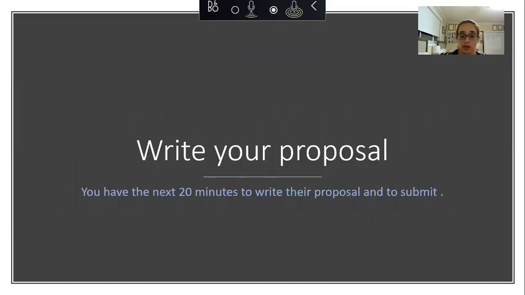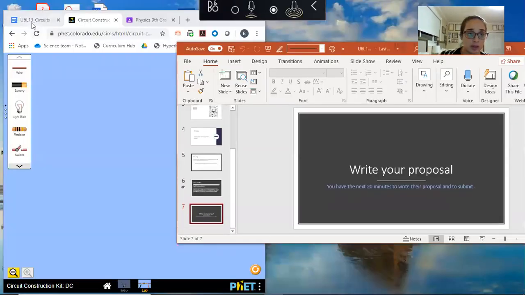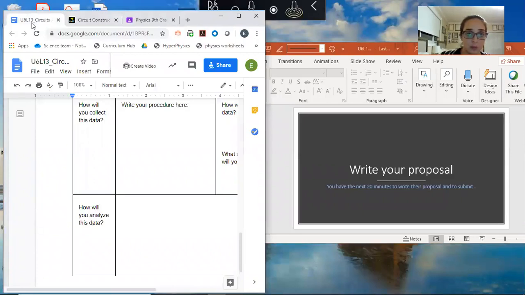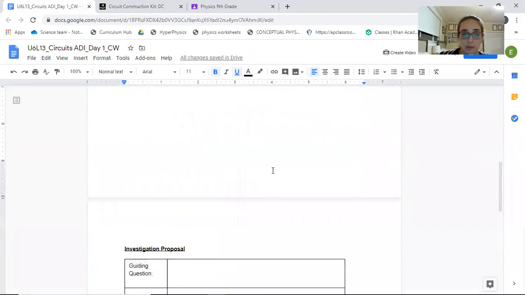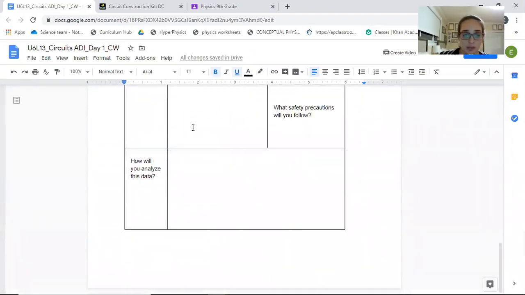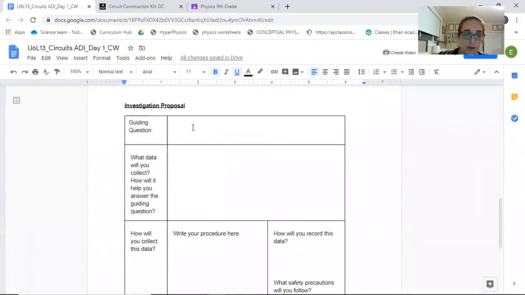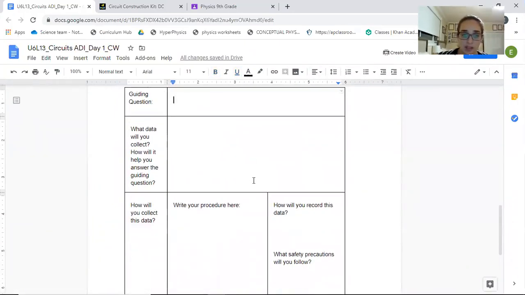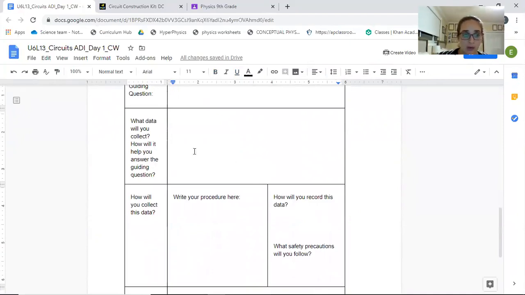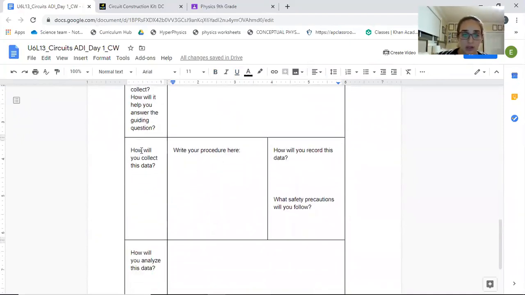Now you're going to take the next 20 minutes to write your proposal and then submit it. In your classwork document, you have your investigation proposal that you are familiar with already, since we've been using this format for pretty much the whole year. You're going to write the guiding question here, and then what kind of data are you collecting? How is it going to help you answer the guiding question? How will you collect the data? What will the rough procedure be? What safety precautions will you have to follow?